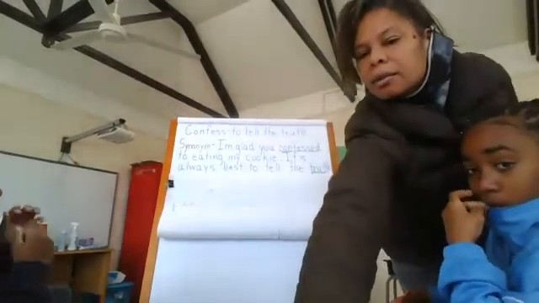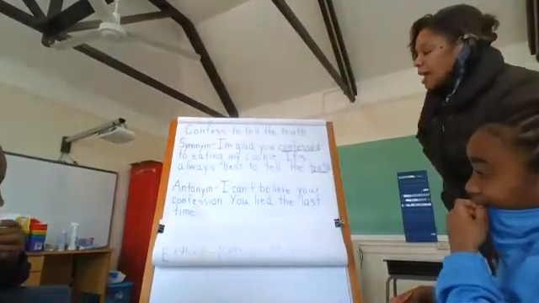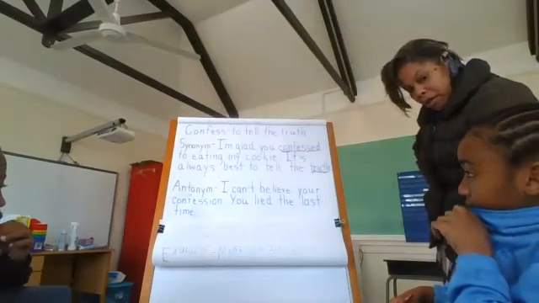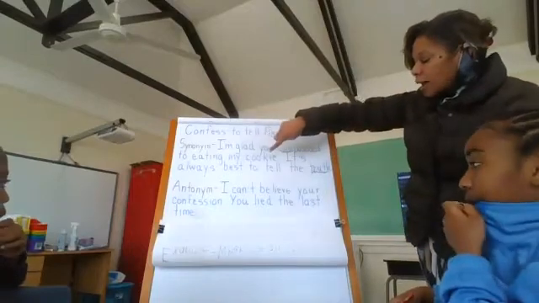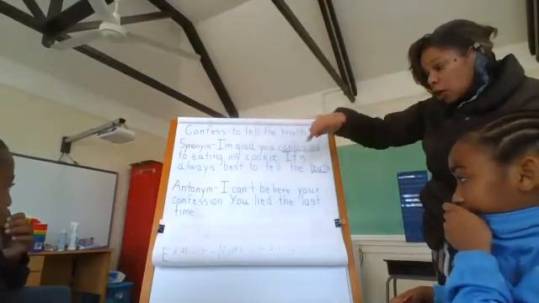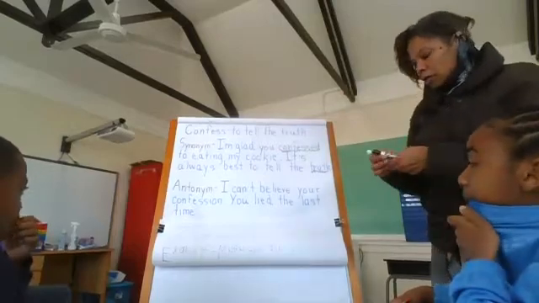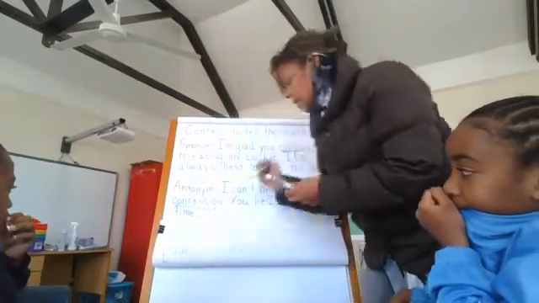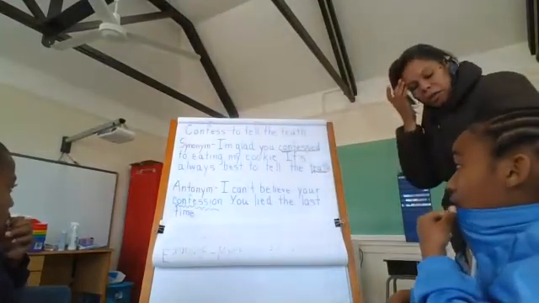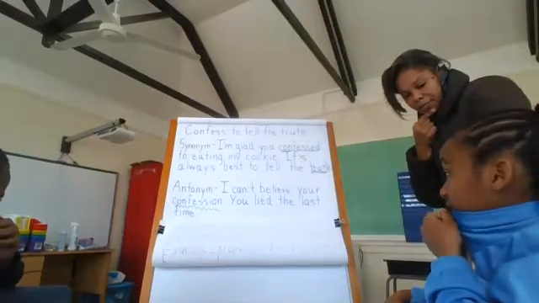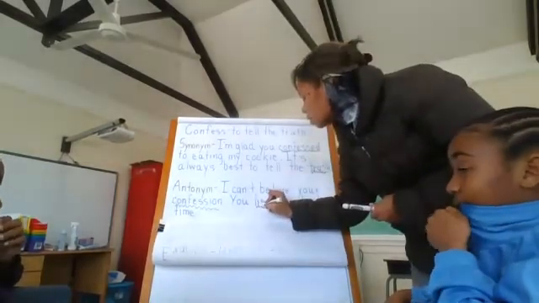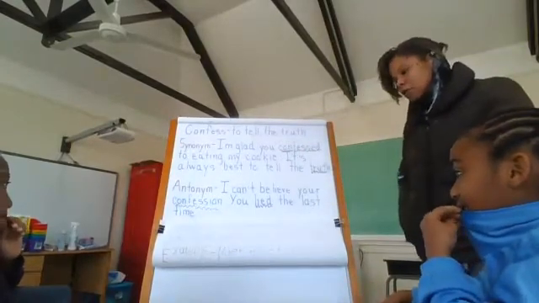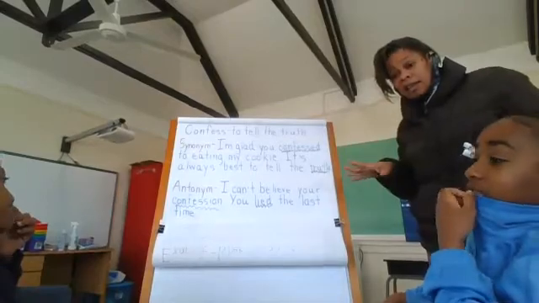Okay? So Napri is going to do this next one. This one is an antonym clue. So antonym means what, Napri? The opposite. Okay, so this is your sentence. I can't believe your confession. You lied the last time. I'm going to underline confession because that's the word we're trying to figure out. What's an opposite in here that's going to help us figure out what confession means? Lied. Very good. Why did you choose lied? Because the opposite of truth is lie. Make sense so far? Yes.